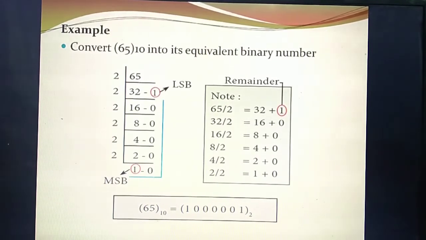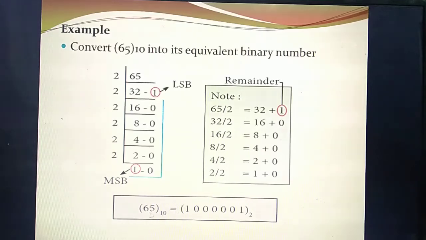Listen carefully. From where should you write? From the bottom. So listen. What's the answer? 1 0 0 0 0 0 1. Understand how you are getting the answer? From the bottom you should write 1 0 0 0 0 0 1. Then listen carefully. In the question they asked to convert into a binary number, so the answer will come with the base value 2. That's important. If everything is correct but you are not writing the base value, surely you won't get full marks. They will cut and give only half marks. Understand?